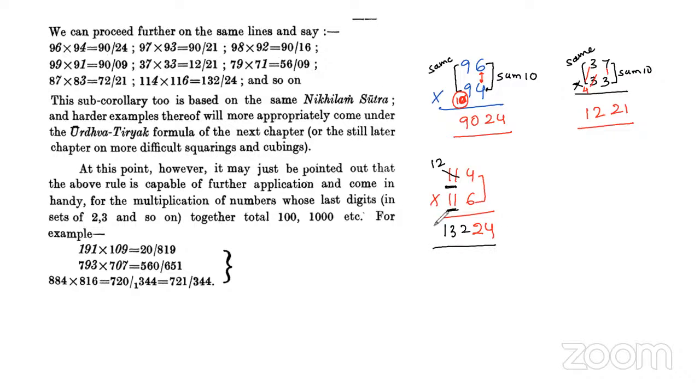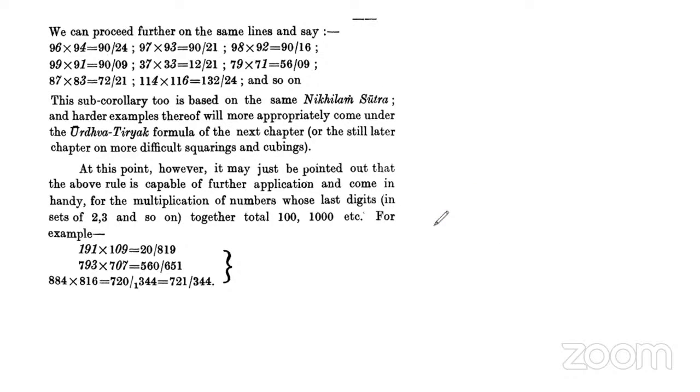And Antyayor Dashakepi, I'm saying Dashakepi, means it can be a multiple of 10. So far we are seeing 79 into 71. In this case, the sum is 10. But the sum can also be 100, the first two digits sum is 100. Antyayor Dasha, Dasha means 10, Kepi means even a multiple. So 10 multiples also we can take and we can apply the same formula.